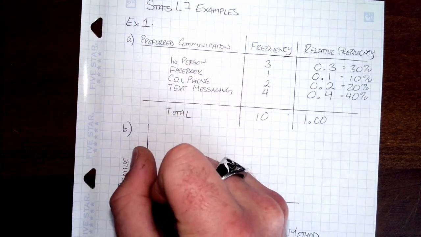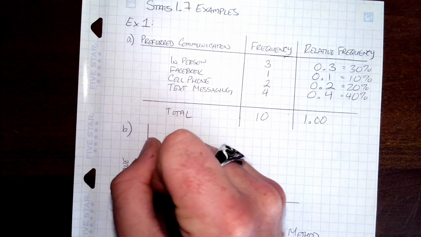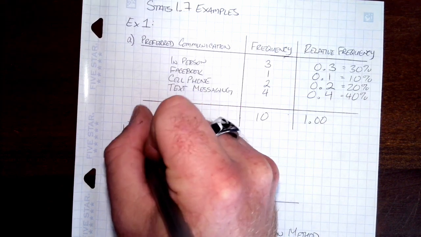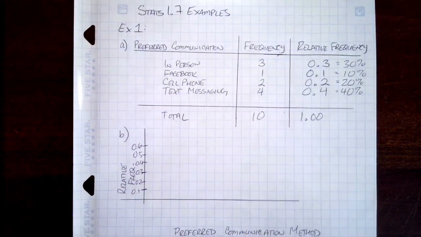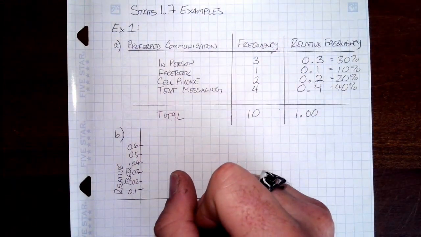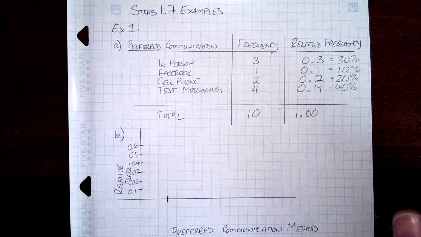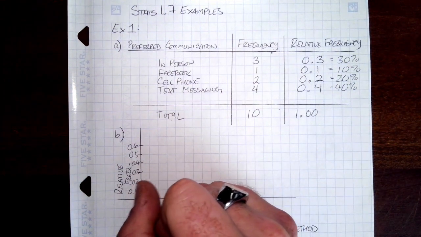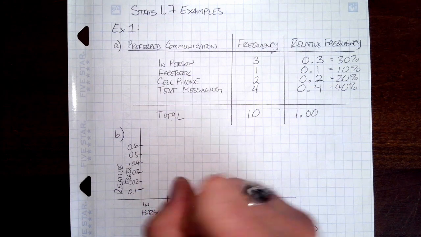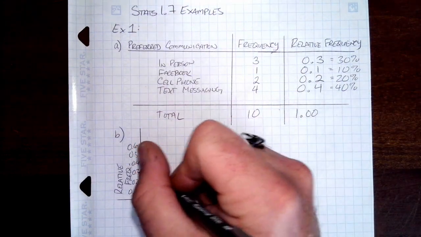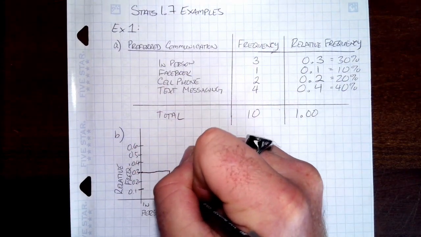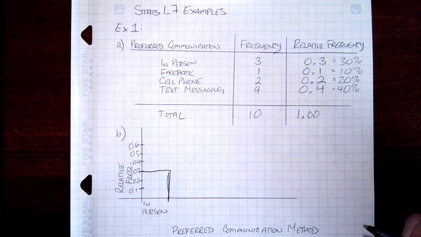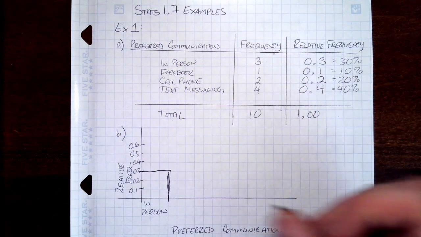So 0.1, 0.2, 0.3, 0.4, 0.5, 0.6. And I'm just going to decide that we're using 3 boxes. You can use more or fewer. So in person had a relative frequency of 0.3. This will be actually probably better if I use my straight edge. Facebook.